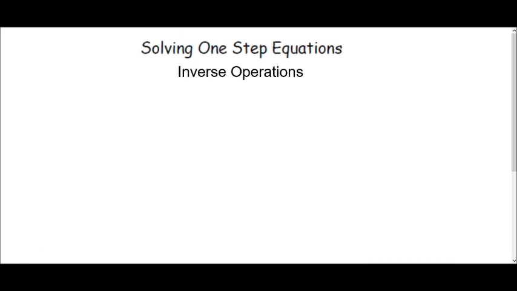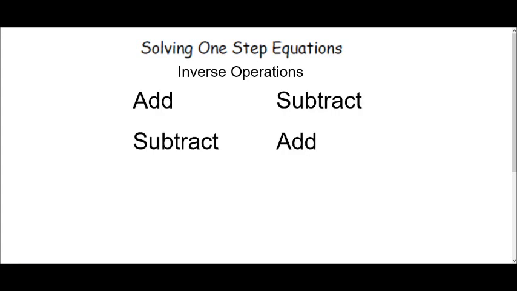In this lesson, we're going to talk about solving one-step equations. Solving one-step equations all comes down to what we call inverse operations. Inverse is kind of a fancy word for saying opposite. So we're going to be talking about opposite operations, okay? If you are working with an equation that has addition or subtraction, these are inverse operations. Doesn't that make sense? Add and subtract are kind of opposites of each other.